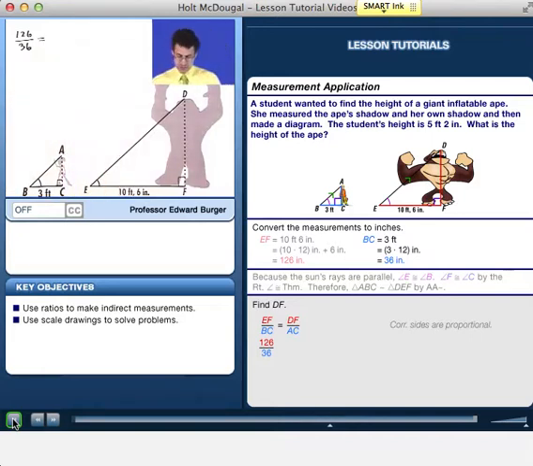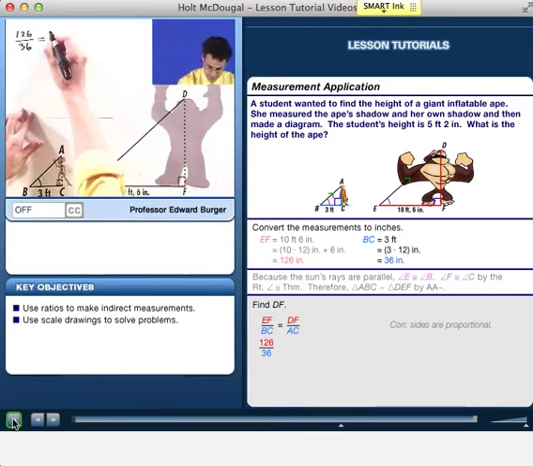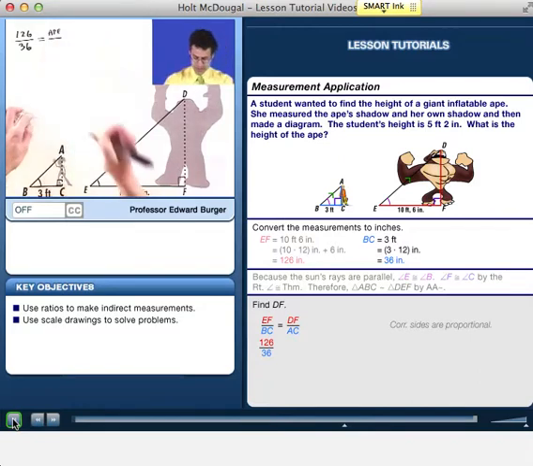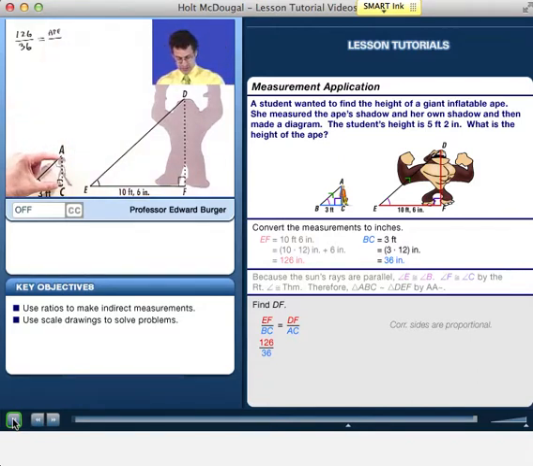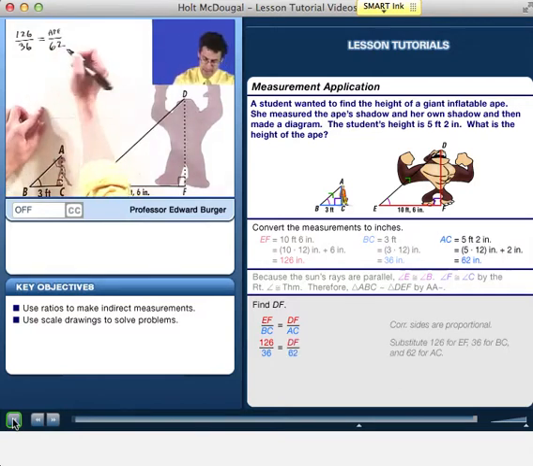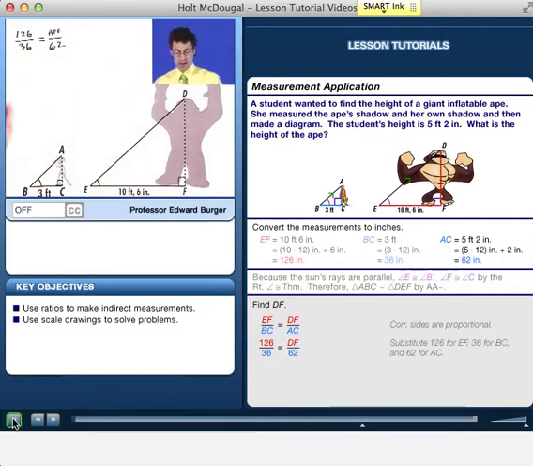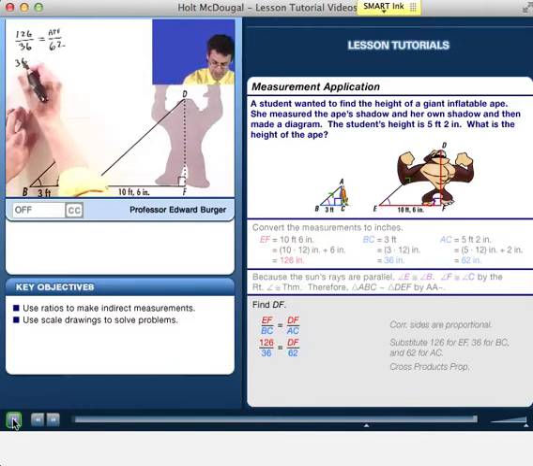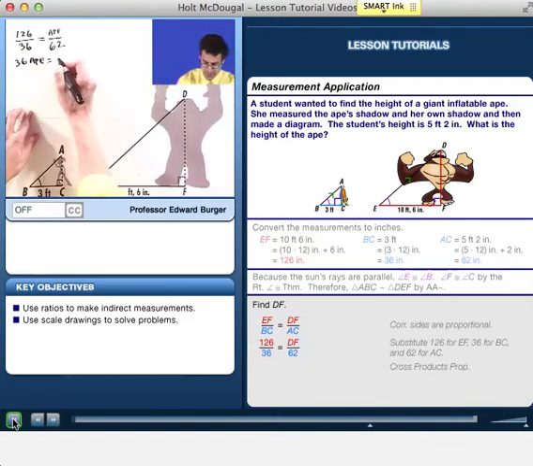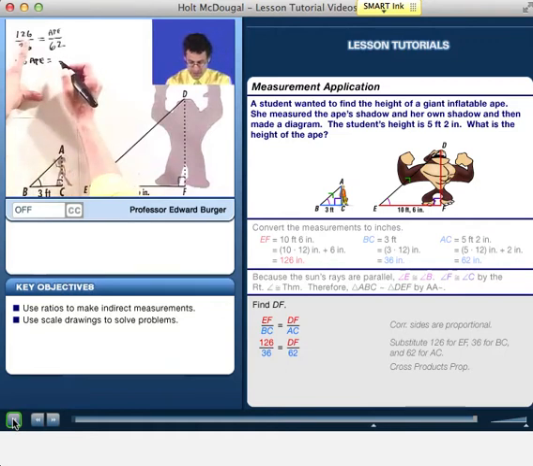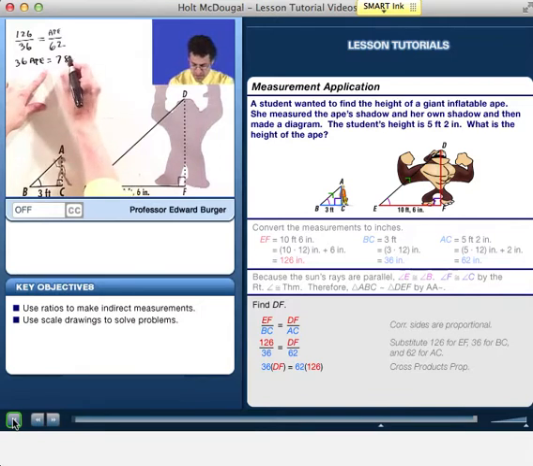And that's going to be equal to, so what's the proportion going to be? Well, the ape height to the height of the student. So the ape height is to, and then what's the student's height? Well, 5 feet 2 inches. Let's convert that to just inches, and we see 62 inches. And now I can solve this for the ape height using the cross product. So I see 36 times ape equals 126 times 62, which is 7,812.